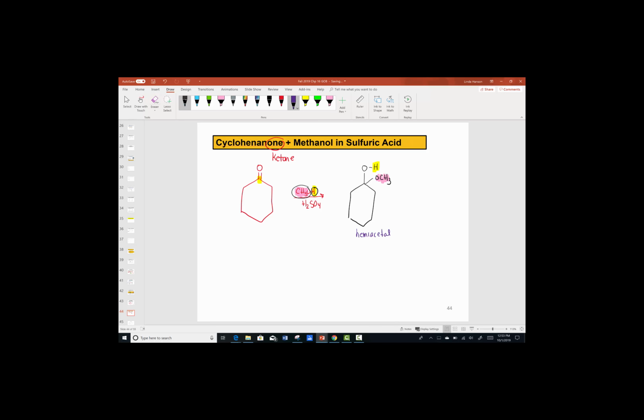If we further treat in a second equivalence, or a second mole of methanol, CH3OH is then treated again in the presence of sulfuric acid. And here we go all the way to forming an acetal, which takes that oxygen and creates the mirror image OCH3 on both attachments. We turn the hemiacetal into an acetal with a second treatment. Very simplistic. Great job.